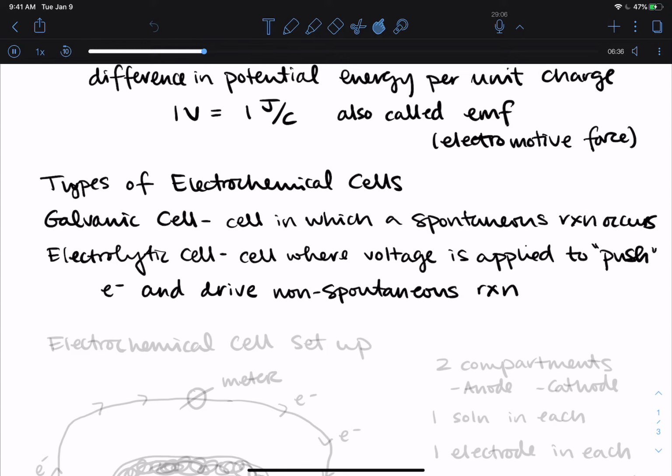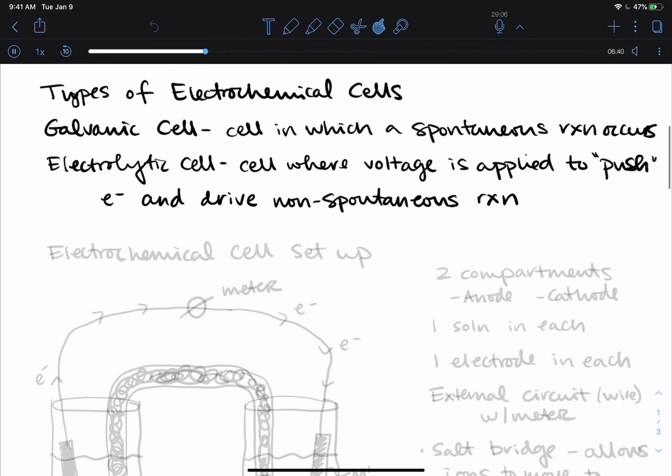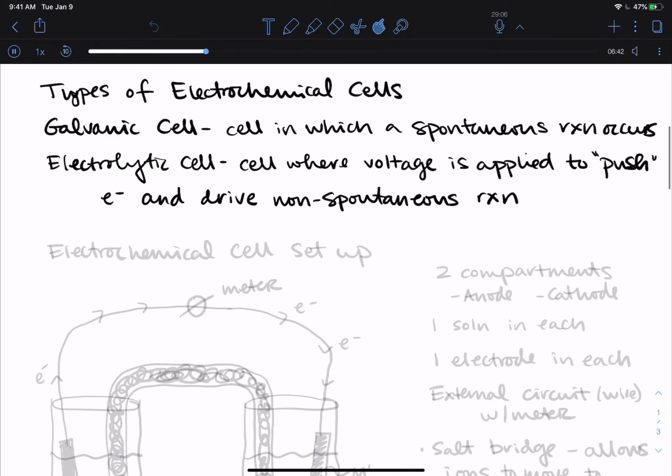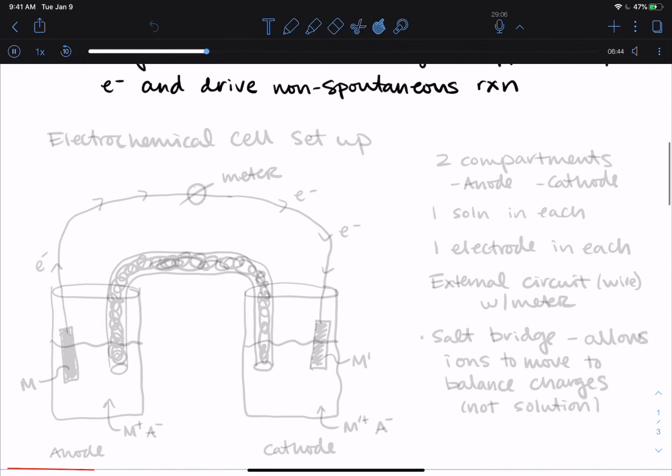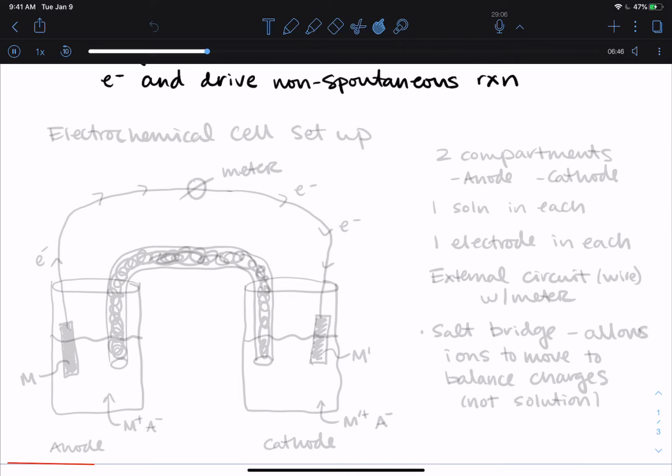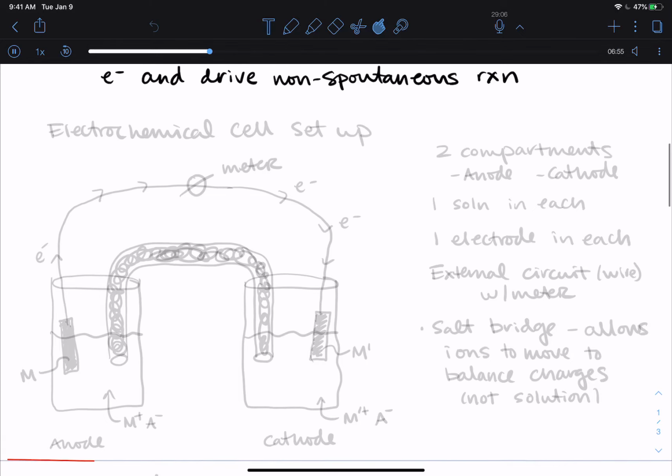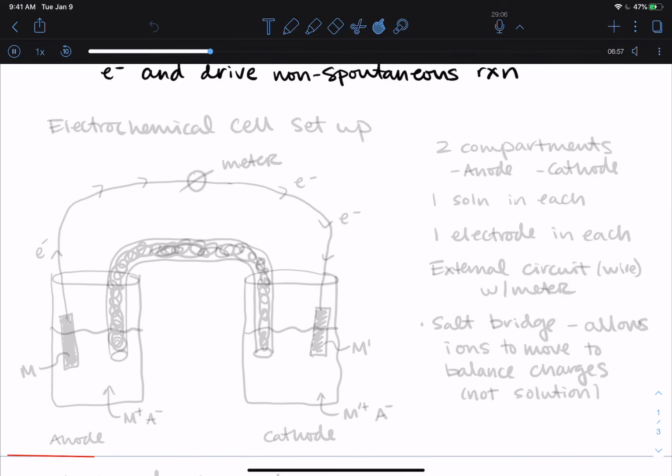All right, so I'm going to draw a picture of, I have it labeled as a galvanic cell. This will work for any type of cell, actually, although we tend to find with electrolytic cells, the setup is a bit different. But our definition is just that for a galvanic cell, it's spontaneous, an electrolytic cell is non-spontaneous. So we'll just call this electrochemical cell setup.